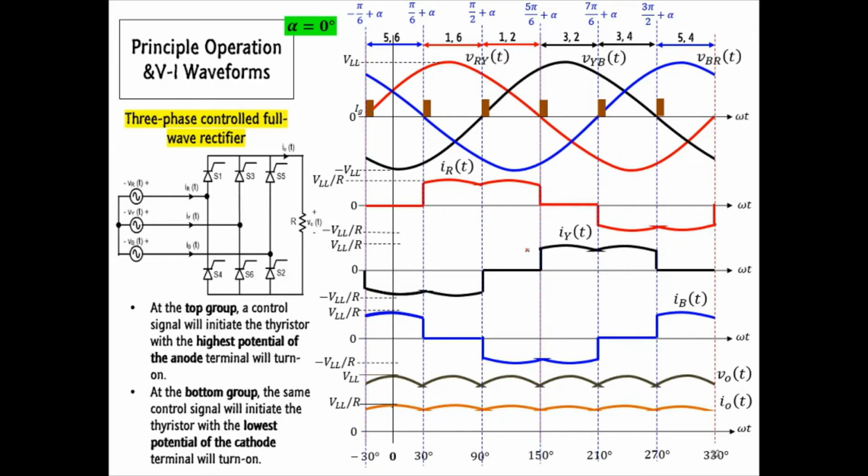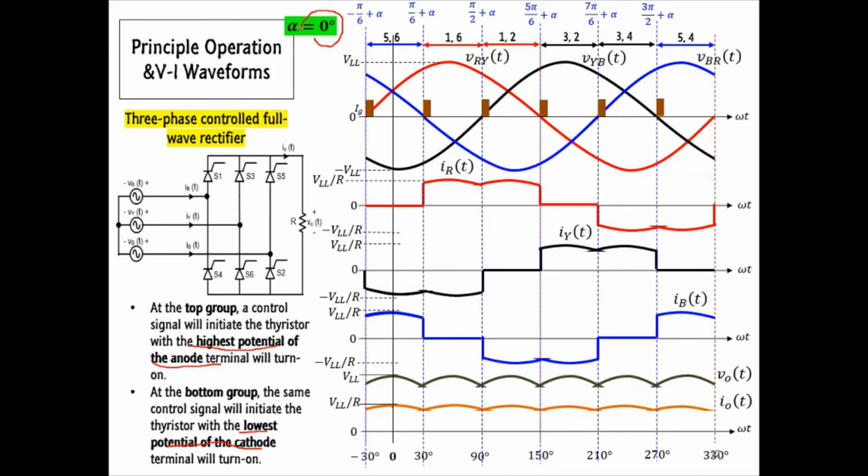As usual, a control signal will initiate the operation of the thyristors. At the top group, the thyristor with the highest potential of the anode terminal will start the current conduction. Concurrently, at the bottom group, the thyristor with the lowest potential of the cathode terminal will start the current conduction. At this moment, the firing angle is equal to 0 since each control pulse is located at every commutation line.